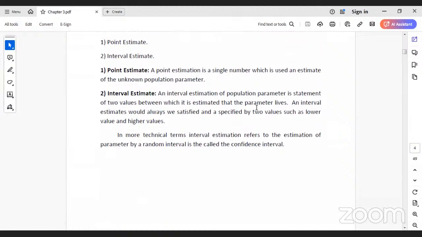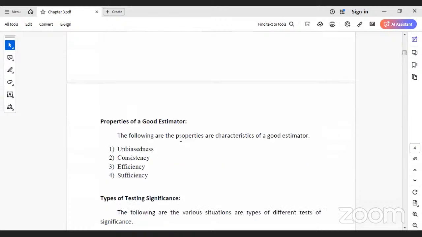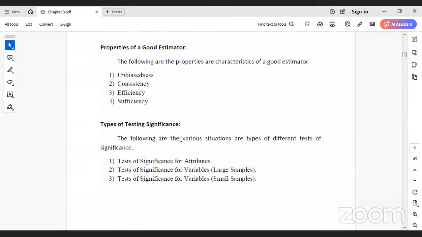Then the interval estimate. An interval estimate of a population parameter is a statement of two values between which it is estimated that the parameter lies. Interval estimates are always specified by two values, such as a lower value and a higher value. In more technical terms, estimation of a parameter by a random interval is called a confidence interval.